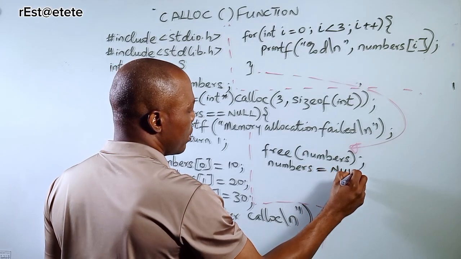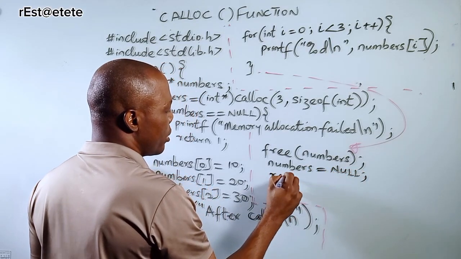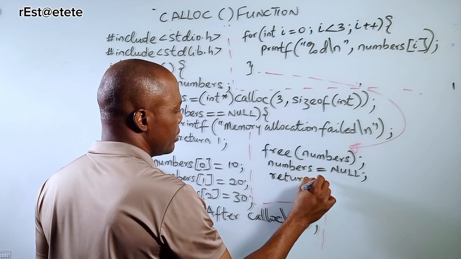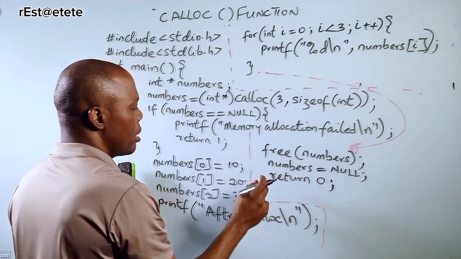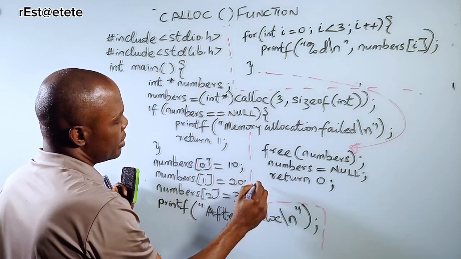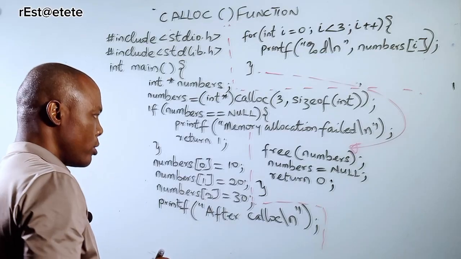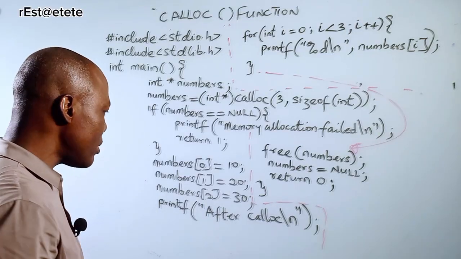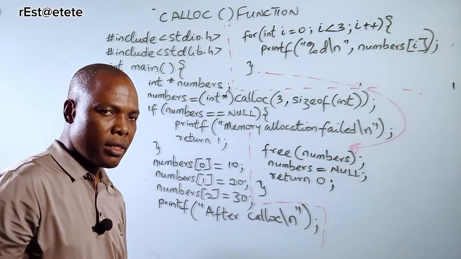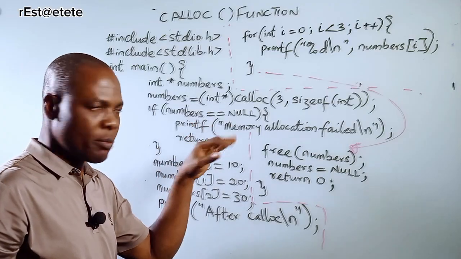Assign what? Null. Then I'll say return 0. So my program is done. Then this curly bracket, I'm closing it here. So that is the end of my program. I've explained this to you in the last class, so I won't have to waste much time explaining.